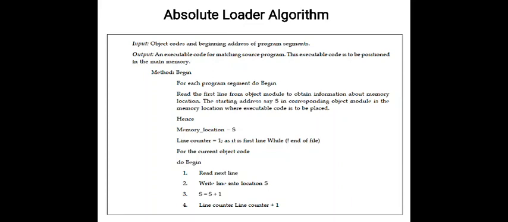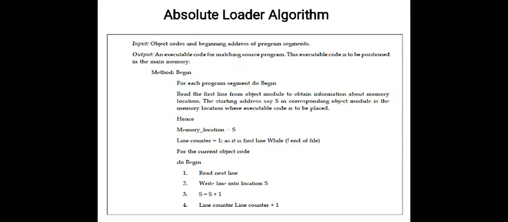So now let us begin with the method there. First, we are putting it into a loop, that is, for each program segment do begin. You're starting a for loop there. What you have to do in that loop is read the first line from the object module to obtain the information about the memory location. This is the fundamental thing a loader is going to do here. Once you get your object module, you start reading from line number 1 and try to obtain all the information about the memory locations.